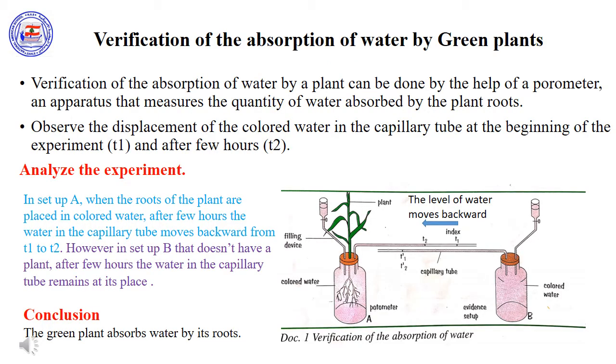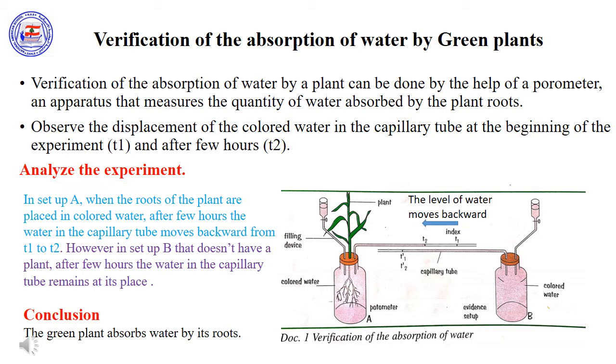In order to verify that green plants absorb water and minerals, a porometer can be used. It is an apparatus that measures the quantity of water absorbed by the roots of the plant. Observe document 1. A porometer consists of a jar filled with water and a capillary tube.